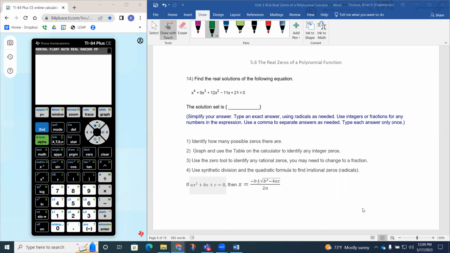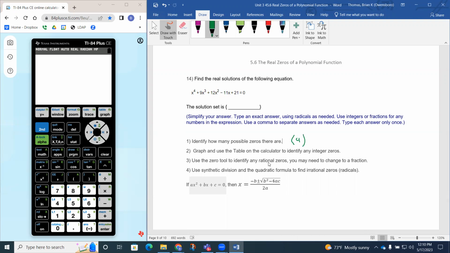So again, the first thing we want to do in solving this is identify how many possible zeros there are. And since it's a degree 4, we know there are 4 zeros possible. That doesn't mean there's going to be 4, but there's no more than 4. So again, we can use the calculator. We also can use the zero tool as well.